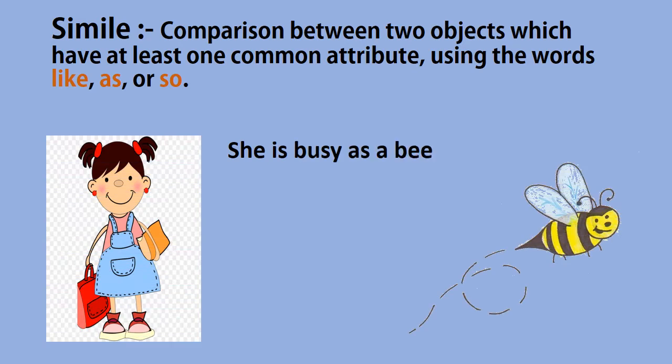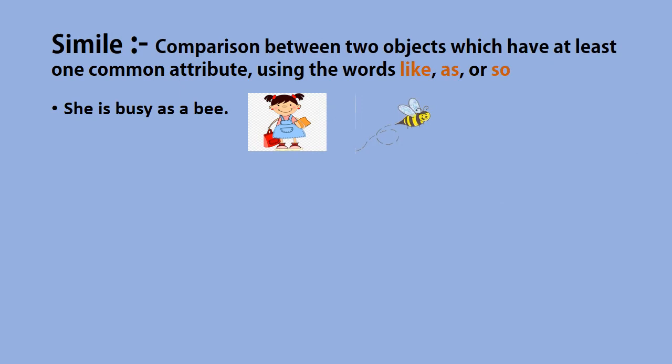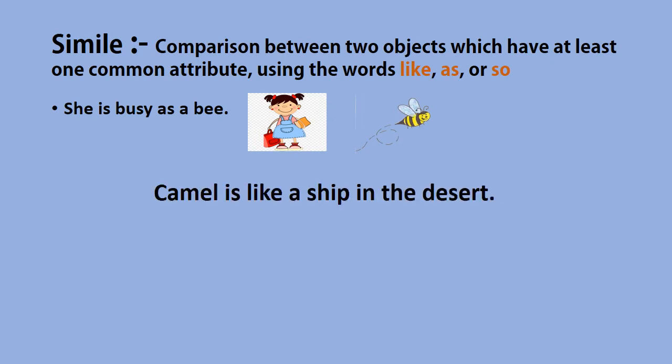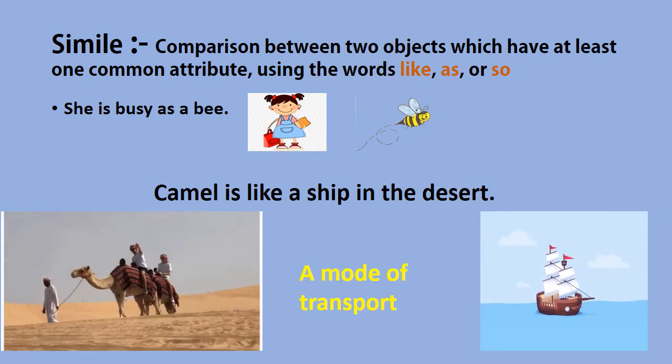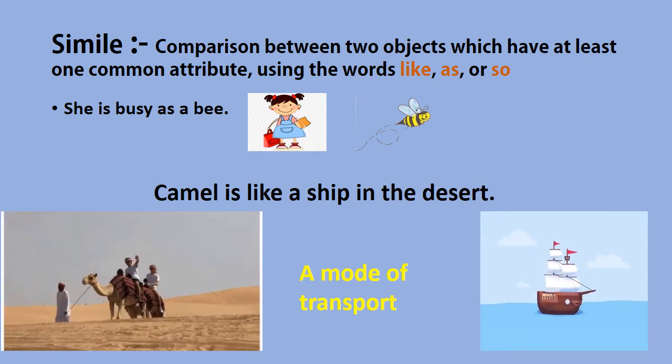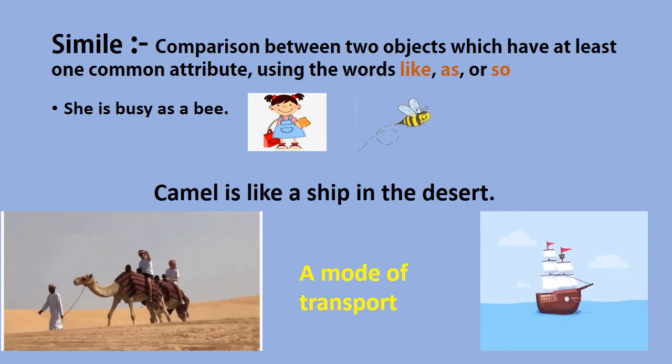She is busy as a bee. So what are we doing? We are comparing she, this girl, with a bee. And what is the common attribute here? Yes, being busy. Both are very busy. Next, if we see, camel is like a ship in the desert. So, what is the common attribute here? Both are a mode of transport.